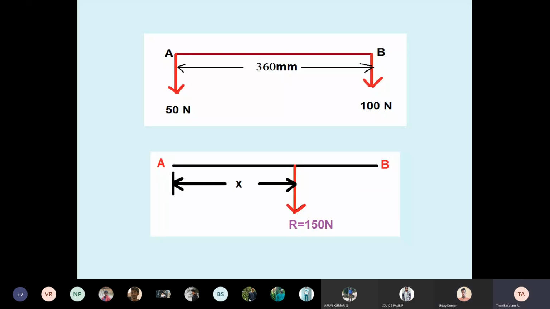So the A point itself is acting. Where is the distance? At A point there is no distance, for the 50 Newton. So the 50 Newton is not giving moment. I told you in the previous problem also: any force acting from a reference point does not give moment. Simply understand, if any force acts from or goes to the reference point, it does not give moment. So 50 Newton acting at the reference point does not give any moment.